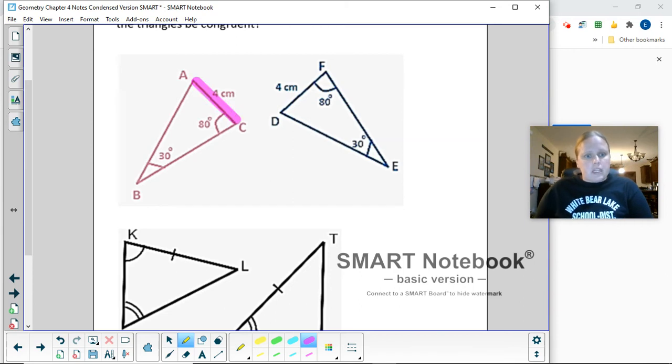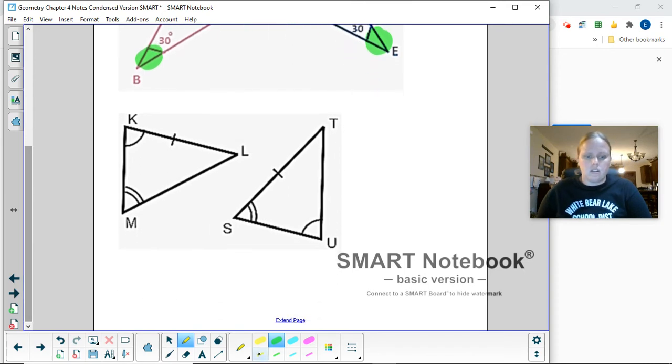Length of 4 between A and C matches this length of 4 between F and D. 80 degrees and 80 degrees. 30 degrees and 30 degrees. These two triangles sure look like a mirror image of each other, but I can't be certain yet. So let's do another investigation. Okay, on this one, single arc marks match, double arc marks match, and a side that is not included matches. These ones look the same too, but let's just double check.